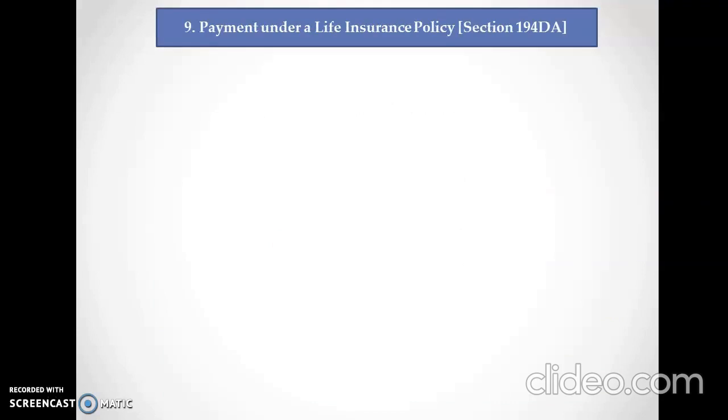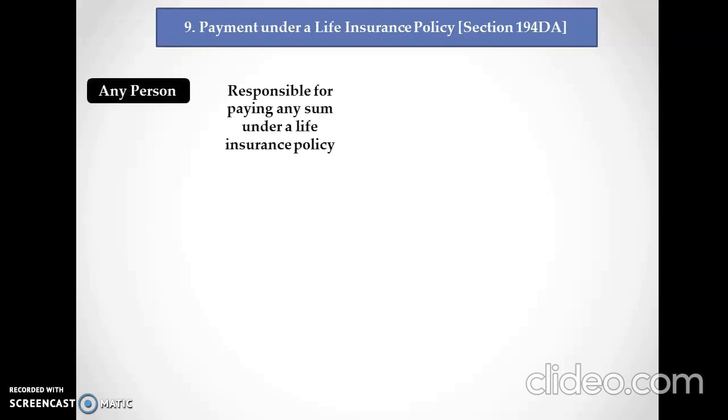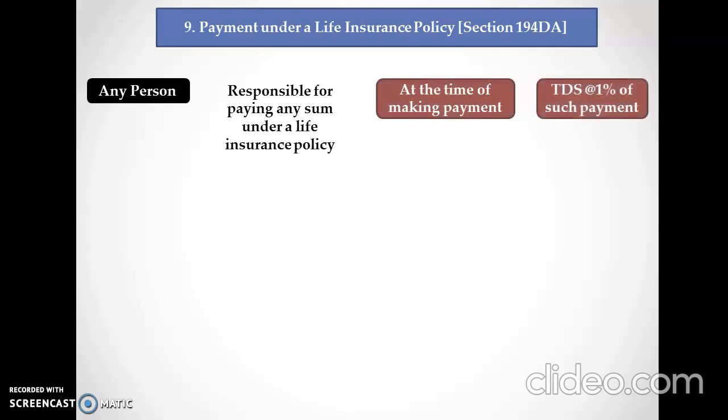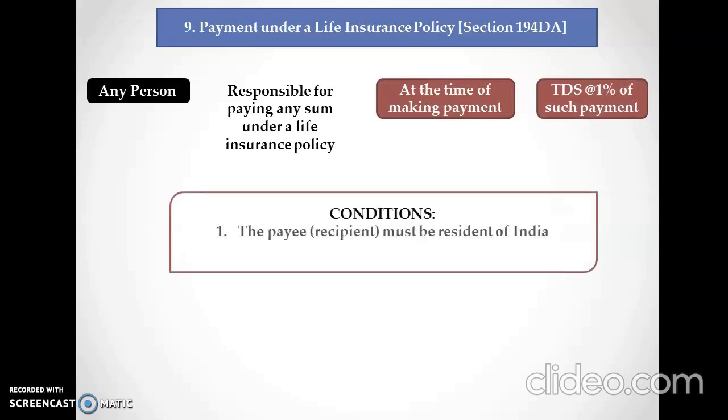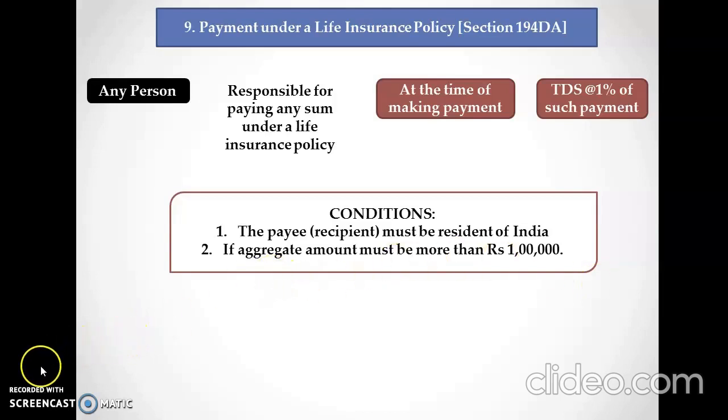Next is insurance payment under a life insurance policy. Any person who is responsible for paying any sum under a life insurance policy, at the time of making payment, TDS at the rate of 1% shall be deducted. Now there are certain conditions. The payee who is actually receiving must be a resident of India, and the aggregate amount must be more than 1 lakh rupees. Otherwise, no such TDS shall be deducted.